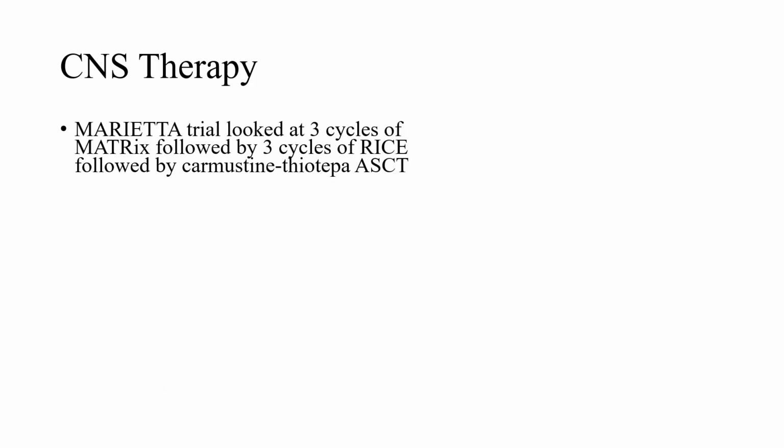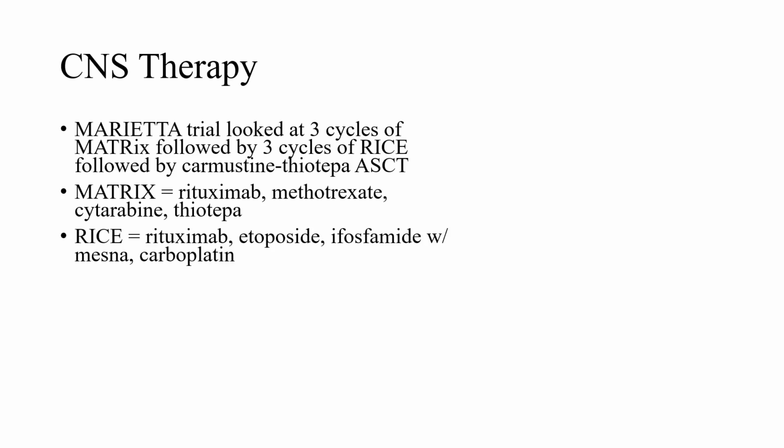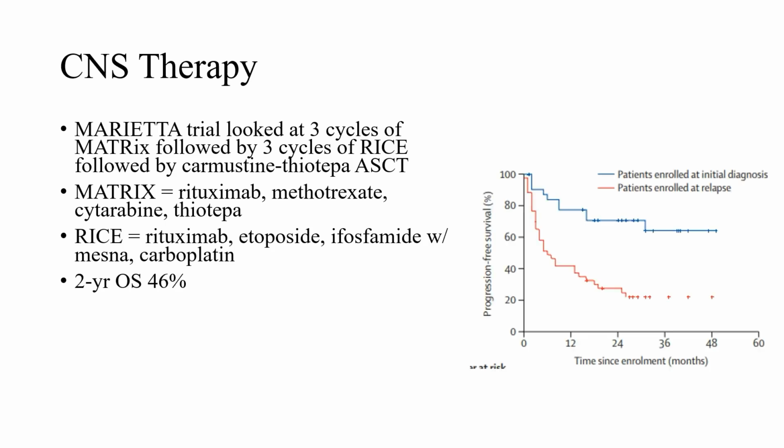So when it comes to CNS therapy, there's a major trial known as the Marietta trial, and they looked at 3 cycles of matrix therapy, followed by 3 cycles of rice, followed by carmustine thiotepa stem cell transplant. So what are these? Well, matrix is rituximab, methotrexate, cytarabine, thiotepa, and rice is rituximab, etoposide, ifosfamide with mesna, and carboplatin. And what they found here was a 2-year overall survival of 46%.